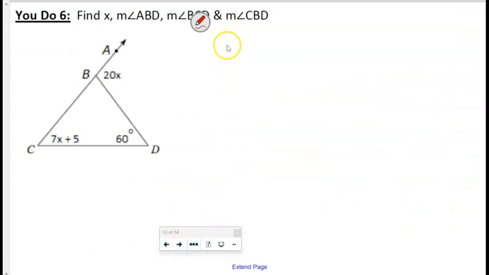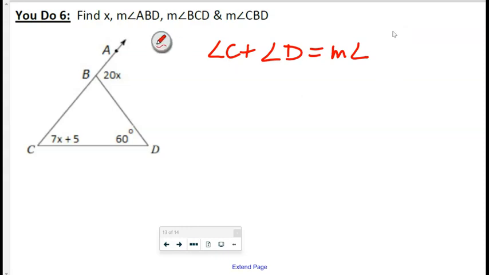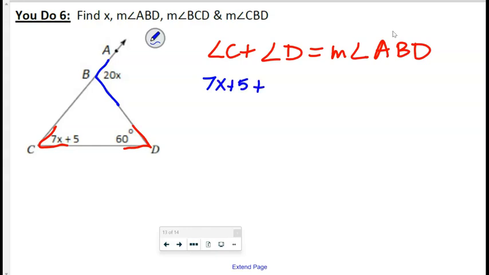All right, so here's your try. Go ahead and do this one. Come back to me when you're done. Okay, once again, we're going to add angle C plus angle D, and that's going to be equal to the measure of angle, I'm just shortening it without the measure, ABD, right? So we're going to add this angle to this angle, and they're going to be equal to that angle out there, okay? So that means we're going to do 7x plus 5 plus 60, and that's going to be equal to our 20x.